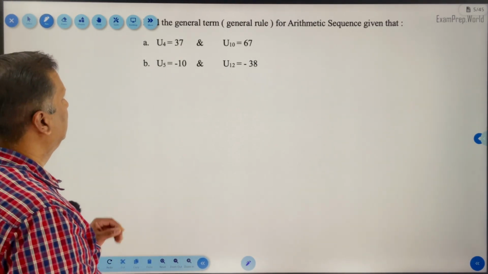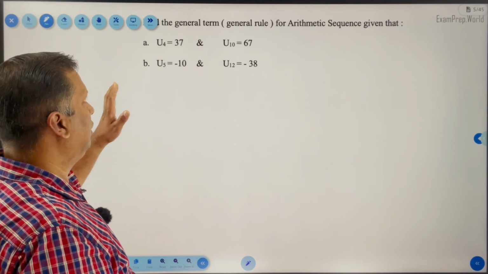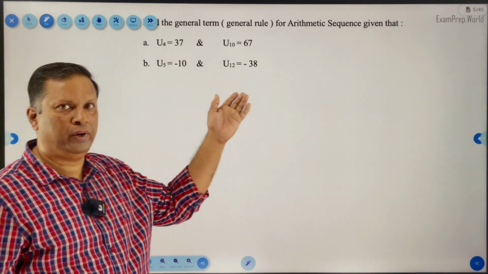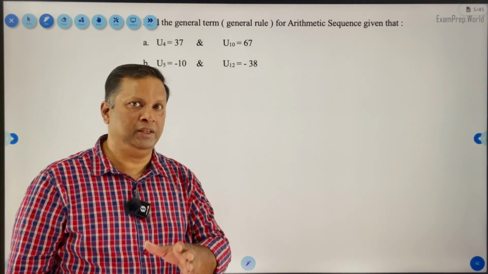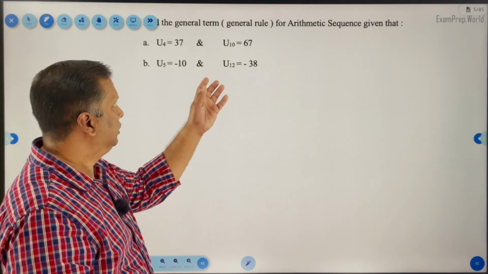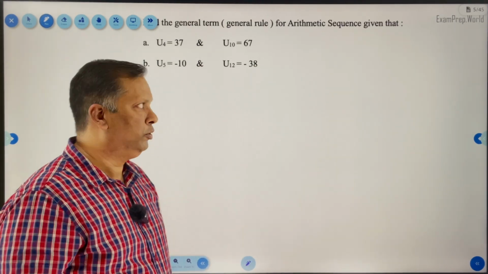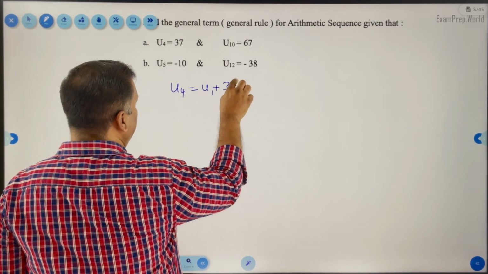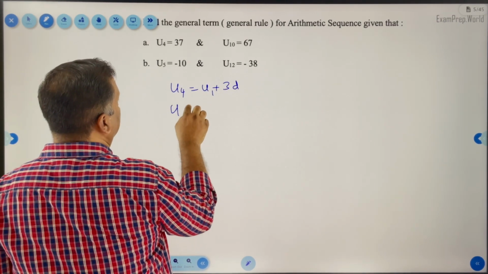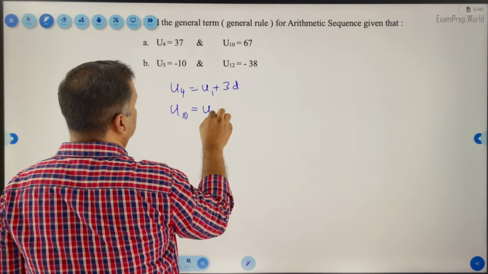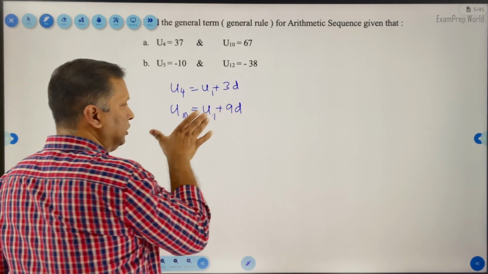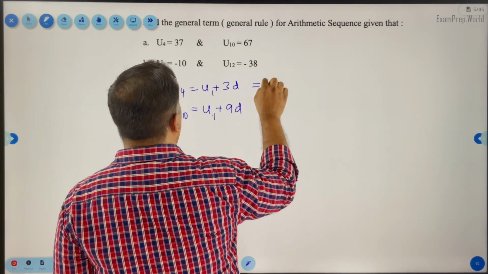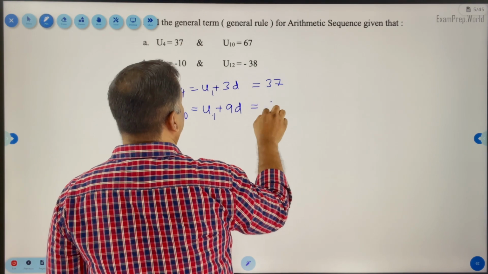Here they are asking us to find the general rule. They have given two terms, u4 and u10, and in the next question they have given u5. This question we will solve using simultaneous equations. The trick for such questions is using simultaneous equations. How do we do it? u4 equals u1 plus 3d, and u10 equals u1 plus 9d. We will use this. Now we will input the values they have given already. This value is 37, and this value is 67.